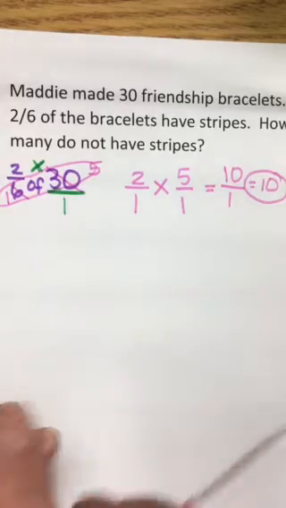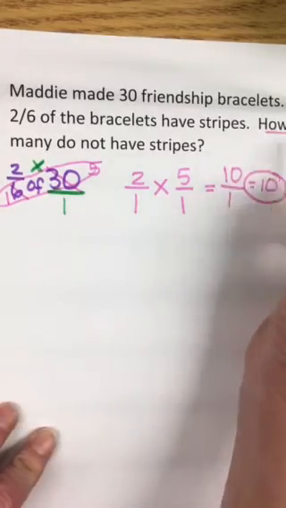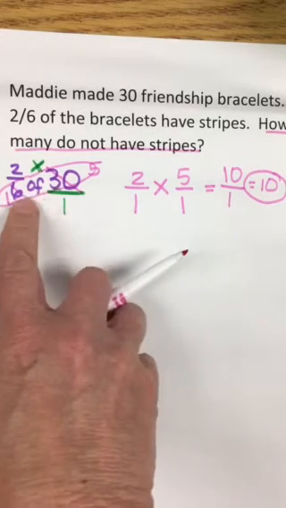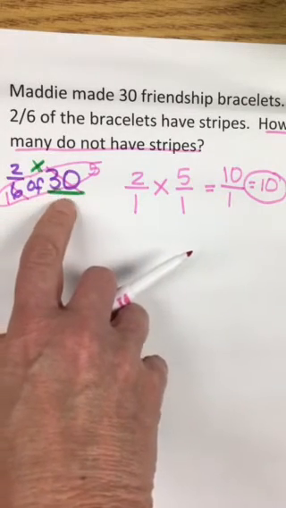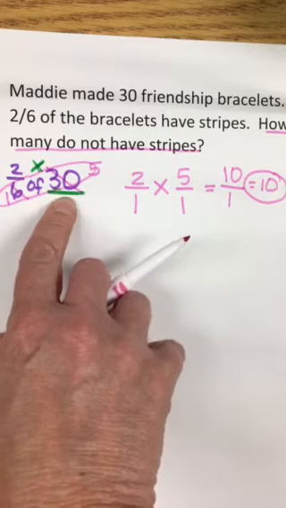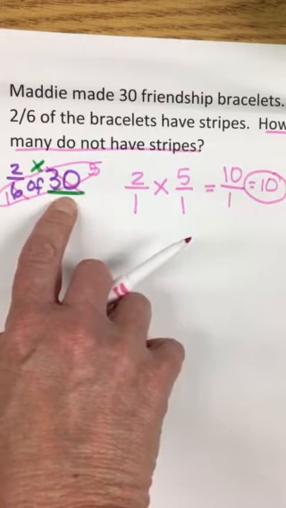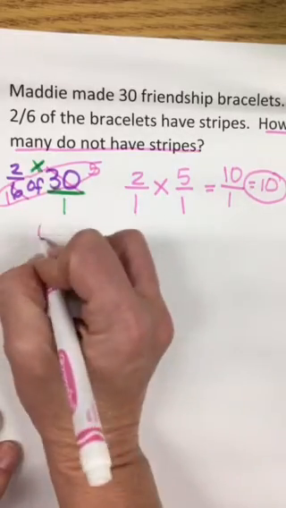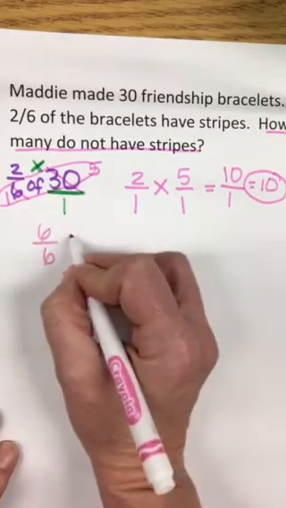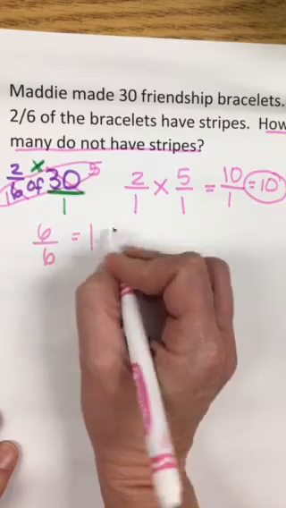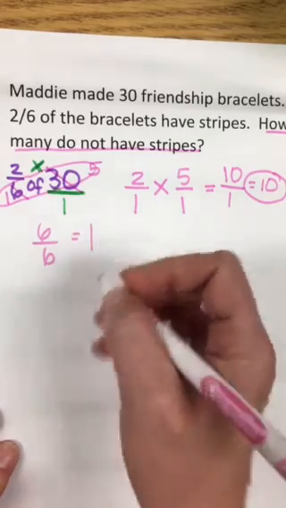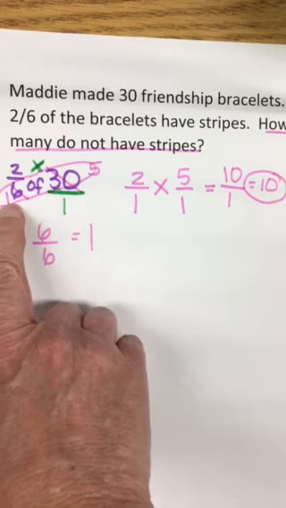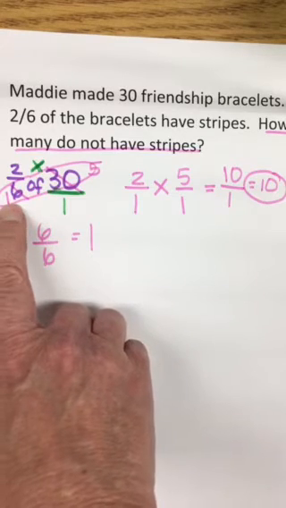Now, we didn't quite answer the question yet. It says, how many do not have stripes? So if we were doing 2/6 of the 30 total that did have stripes, then we know that 6/6 would be equal to 1, or the whole amount, which in this case is 30. So we could figure that 4/6 would not have stripes.